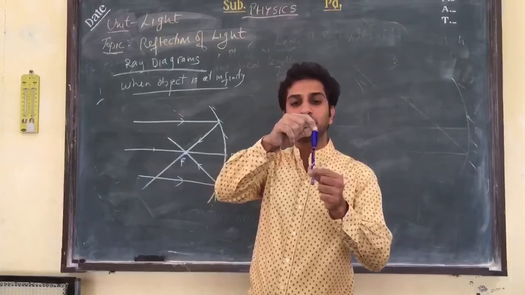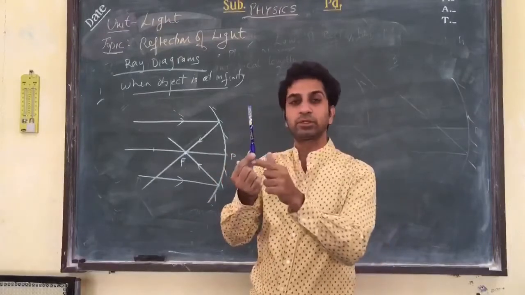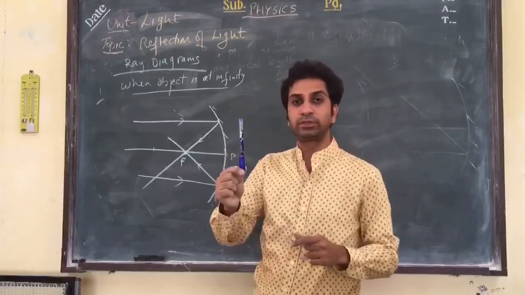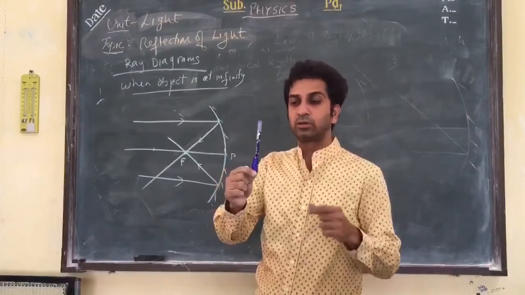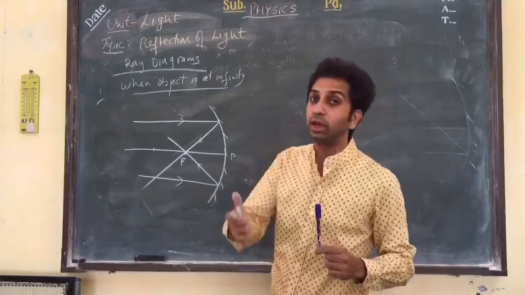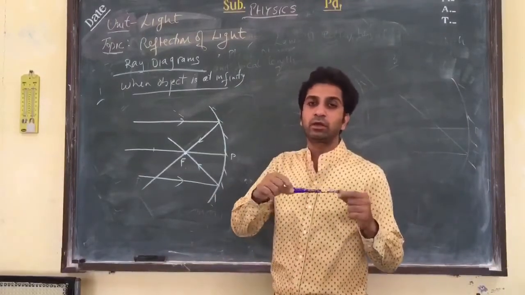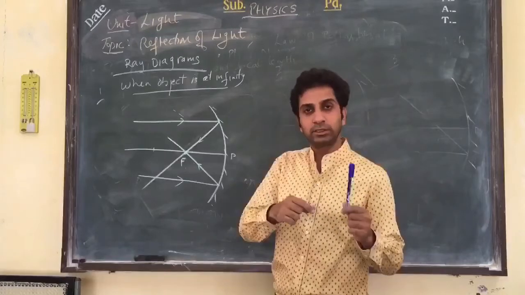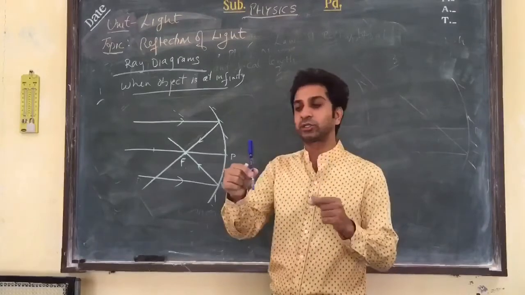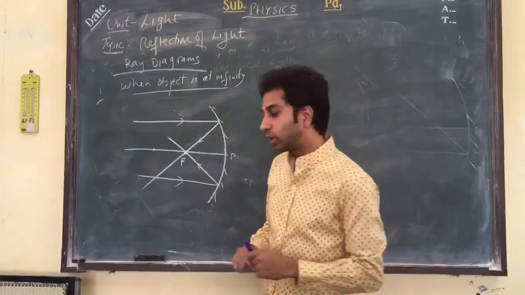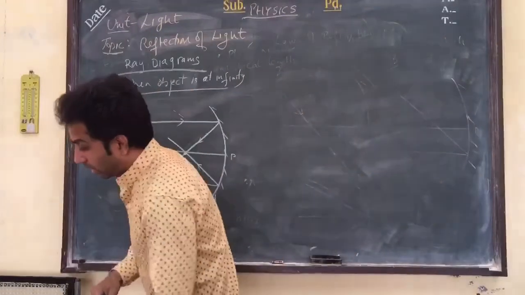But on the image, it will seem like this. Tip goes down. So this is the object, this is the image. This is called inverted. Whenever you are talking about real images, they are always inverted in nature. But whenever you are talking about virtual images, they seem to be erect. Tip seems to be tip, right? So always this happens.